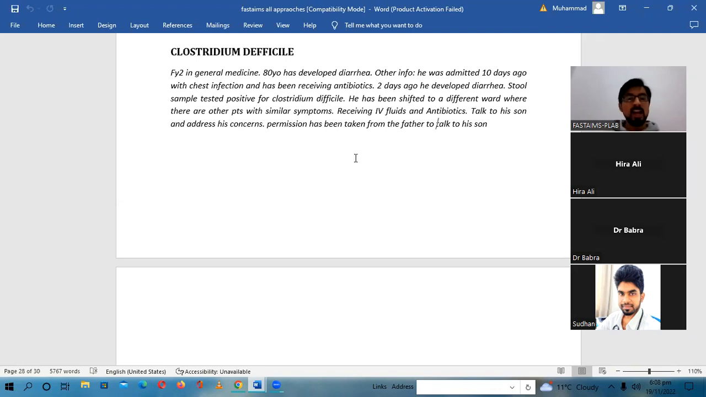Let's go through the scenario. You're referred to in general medicine, 80 years old, has developed diarrhea. Other information, he was admitted 10 days ago with chest infection and has been receiving antibiotics. 2 days ago, he developed diarrhea. Stool sample tested positive for Clostridium difficile. He has been shifted to a different ward where there are other patients with similar symptoms, receiving IV fluids and antibiotics. Talk to his son and address his concerns.